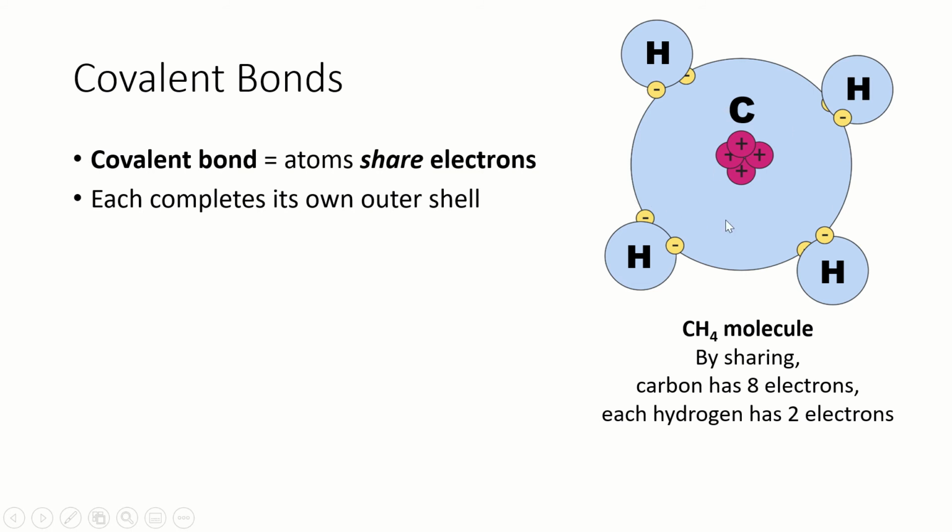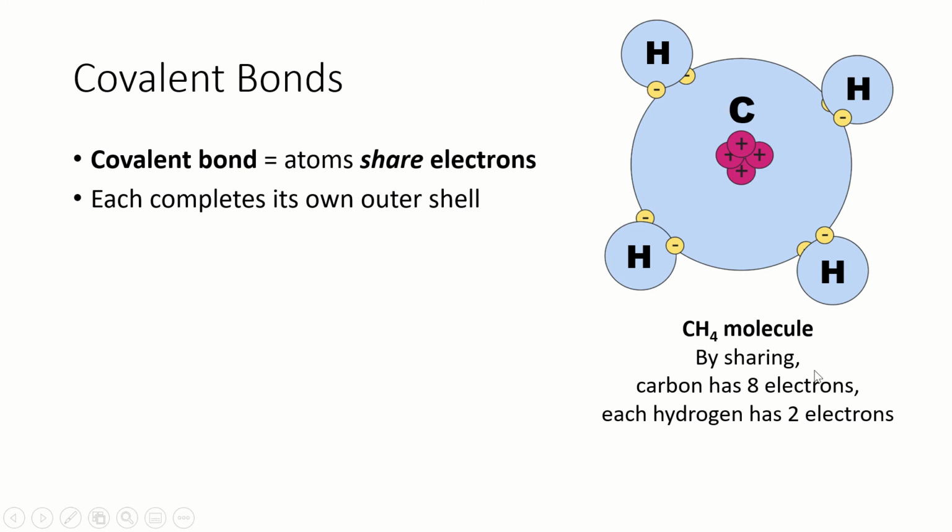Notice this didn't change the number of protons. Carbon still has 4 protons in its nucleus. This only affects the number of electrons in the outer shell. So this is carbon making 4 covalent bonds with hydrogen atoms. So we write CH4, and this is methane.